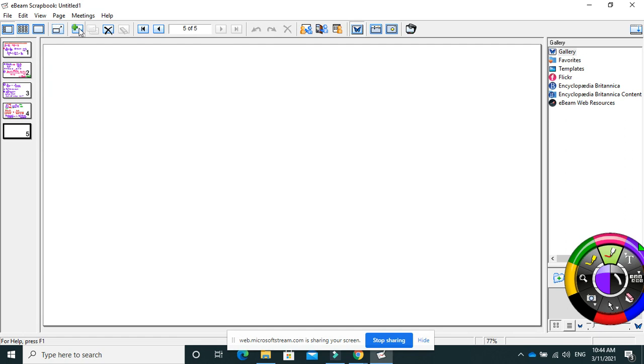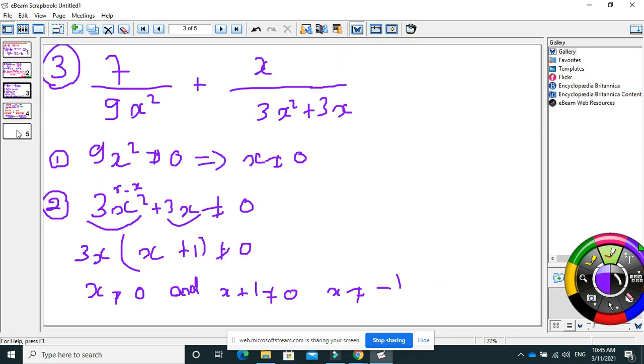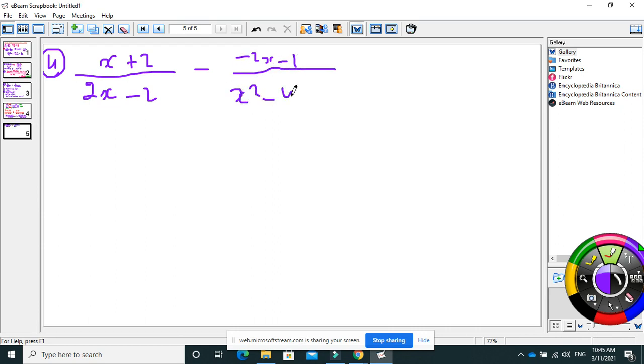And for more applications, we will do them in the classroom together, as classwork. So the third one here, which example was it? Let me see, example 4 now. I have, for example, x plus 2 over 2x minus 2 minus 2x minus 1 over x squared minus 4x plus 3.